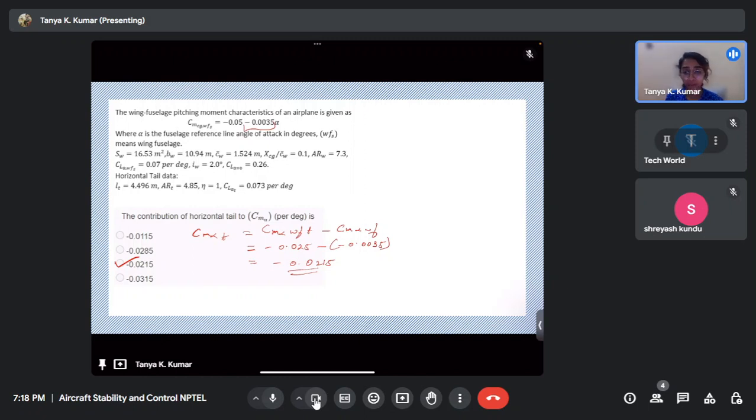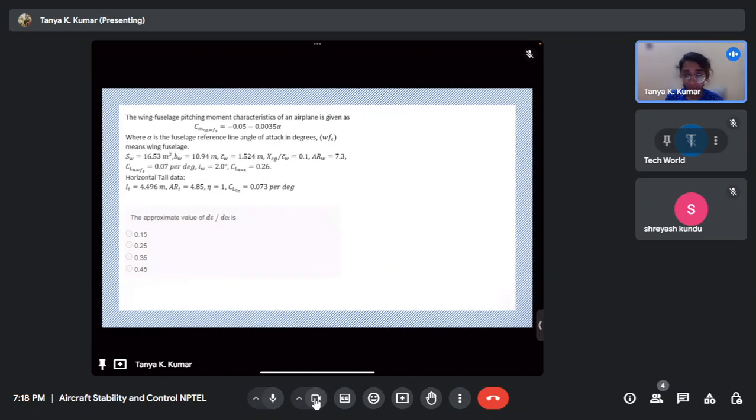The approximate value of dou epsilon by dou alpha, where epsilon is downwash. We had seen this formula in one of the initial slides. Try recalling that and check the units. Try doing it and we'll do this together. It's a direct application of the formula.